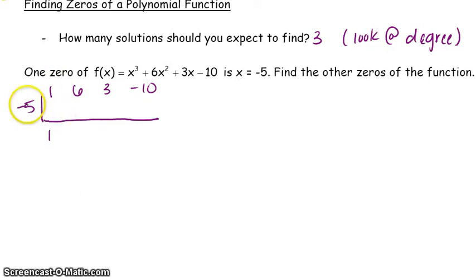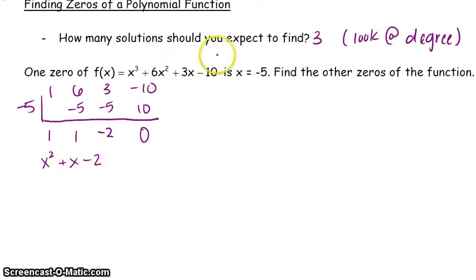So we bring down the 1. Negative 5 times 1 is negative 5. Add these two to get 1. Negative 5 times 1 is negative 5. Add these two together to get negative 2. Negative 5 times negative 2 is a positive 10. Add these two together and you get 0. So this just confirms our negative 5 here. That is a solution. And now these numbers give us our equation of x squared plus x minus 2.